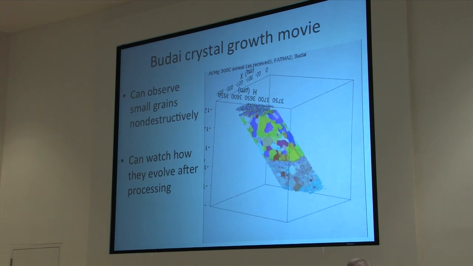This is a picture from some work done by John Budai, who's a friend and a colleague. This is a tomographic image of the crystal structure of an aluminum sample. It's a 3D image, using a new tool that allows us for the first time to non-destructively look at these grains as they exist in the material. The beauty is that we can now look at each individual grain, look at the grain boundary, and study how it changes as we process it.